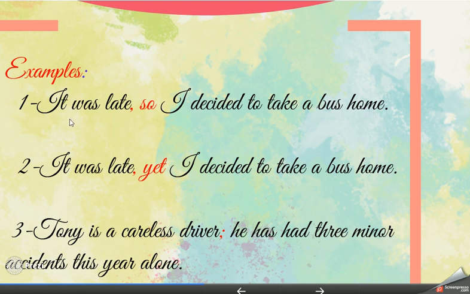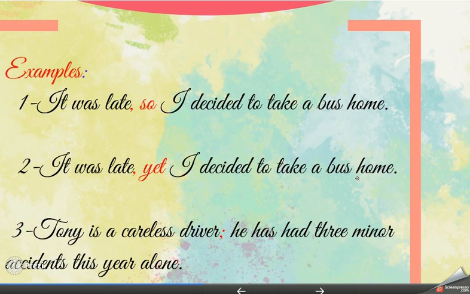See, this is an independent clause, this is another independent clause, and this is a coordinating conjunction. Look at the second example. It was late, the same independent clauses. However, the conjunction is different. It was late, yet I decided to take a bus home. Again, see how important these conjunctions are. In example number one, the meaning is totally different from the meaning in example number two. It was late, so I decided to take a bus home. It was late, yet I decided to take a bus home.